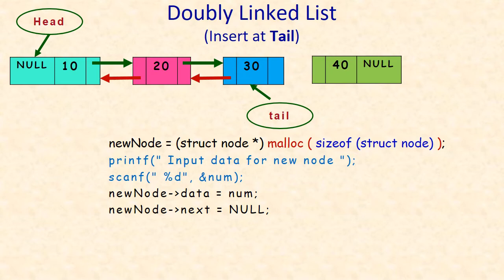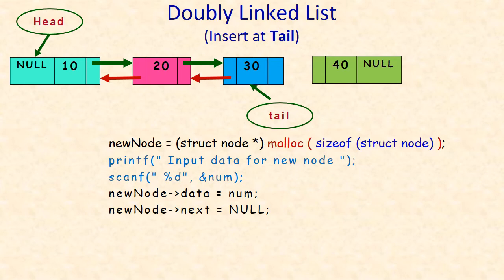I have to create a node first, so that is why using the malloc function I have created a new node. I took a pointer called new node to create this, and after the creation I read some number, and that number is assigned to new node data. Assume that 40 is the number I read and assigned to this new node, and at the same time the node created must be inserted at tail, so there will not be any further nodes. So that is why I keep new node next is equal to null.